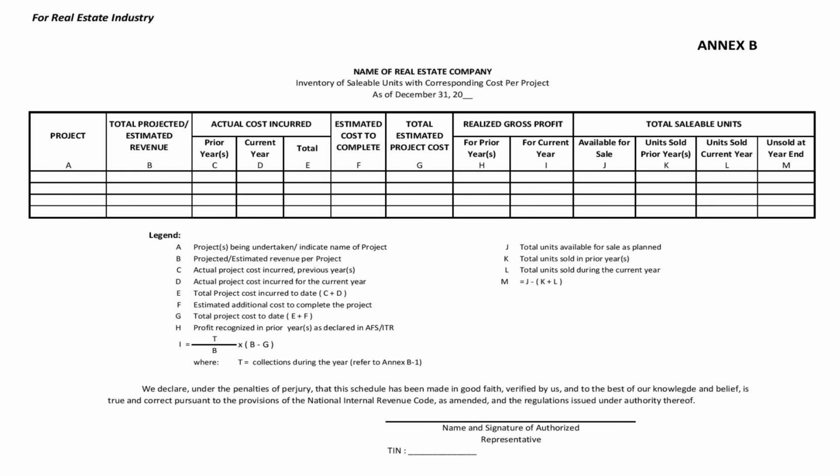Letter J, total project cost to date, no? E plus F. And then letter H, profit recognized in prior years as declared in the annual financial statement and also in the income tax return, no? So I equals T over B times B minus G, no? Okay. Where T is the collections during the year, refer to Annex B1. Total units available for sale as planned, total units sold in prior years, total units sold during the current year, no? Same also, this Annex B is filed under the penalties of perjury by the authorized representative.